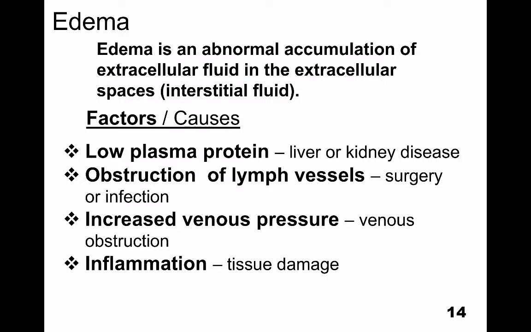So edema is an abnormal accumulation of that extracellular fluid. And so the factors and causes. Low plasma protein is a factor that can help lead to this pooling of interstitial fluid, and that can happen from liver or kidney disease. There can be an obstruction of the lymph vessels. Remember, the lymph vessels or capillaries help to bring that fluid away from the tissue or that interstitial site. So that can happen due to surgery or infection.